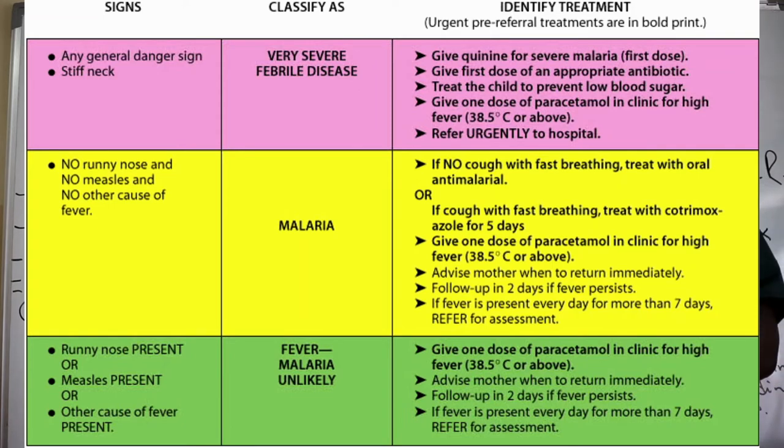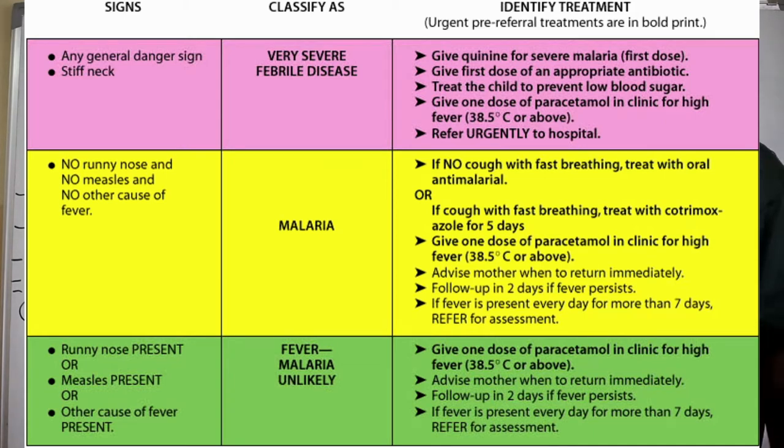IMCI conditions are classified according to a triad of colors where we have green, yellow, and red. Green is for a patient who is stable. Yellow, a patient that may need treatment. And red, a patient that needs urgent treatment and needs to be referred.